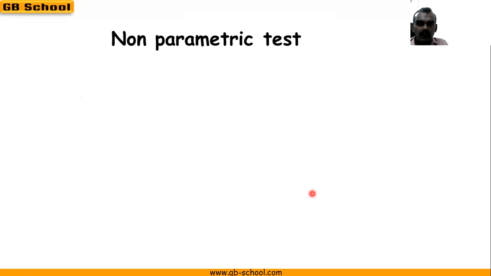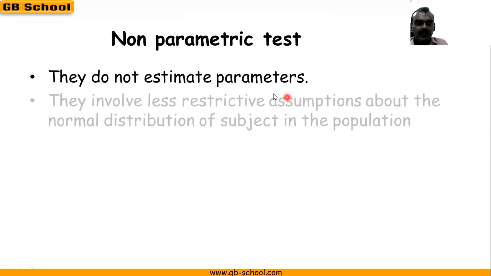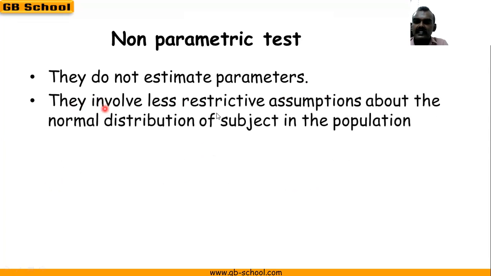Non-parametric test. What is a non-parametric test? They do not estimate the parameters. They involve less restrictive assumptions about the normal distribution. And if data is not normally distributed also, we can do a non-parametric test, which means for a study design which has a smaller sample size, we can go for a non-parametric test. If randomization is not followed, like in a quasi-experimental study or pre-experimental study, we can go for a non-parametric test.